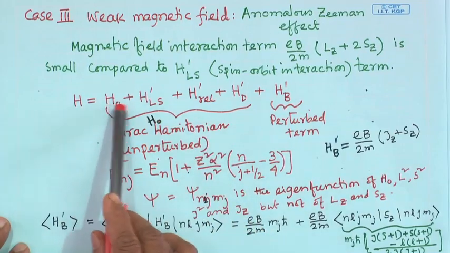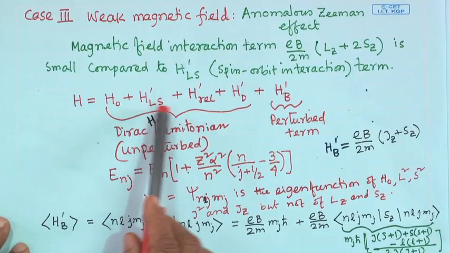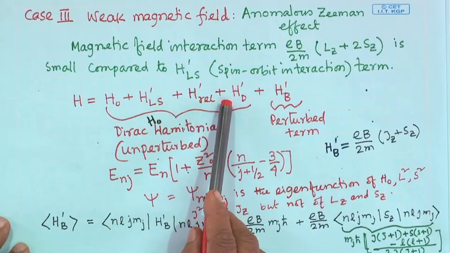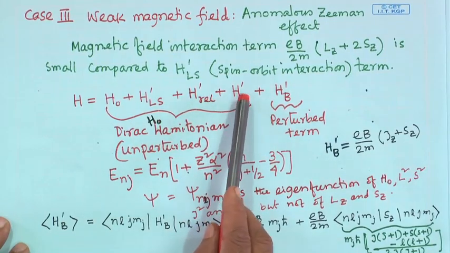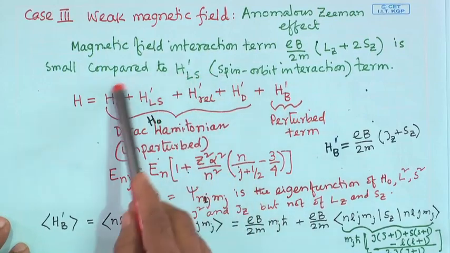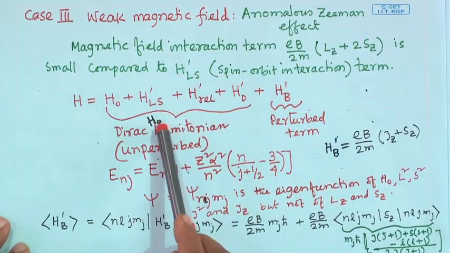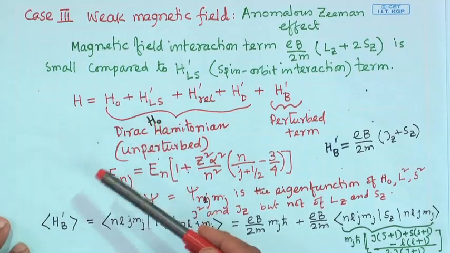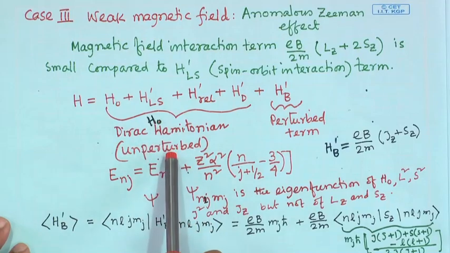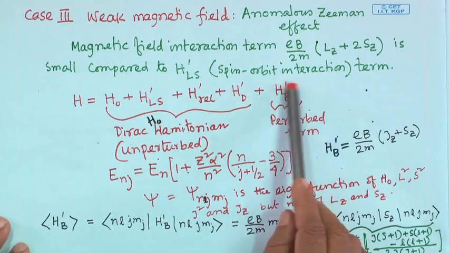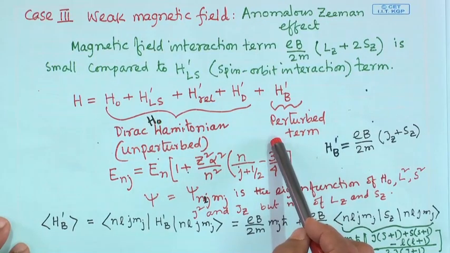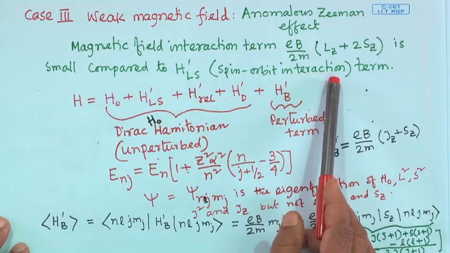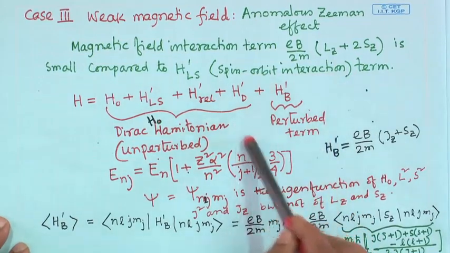So, this H 0 plus this H dash LS plus H dash relativistic correction term plus Darwin term. Okay. H dash. Okay. So, let us consider this is H 0, this H 0 is the Dirac Hamiltonian. H 0 we are writing for representing the unperturbed Hamiltonian. And this other perturbed Hamiltonian is this interaction term, because a perturbed term always has to be a small correction term. So, now it is our perturbed term.